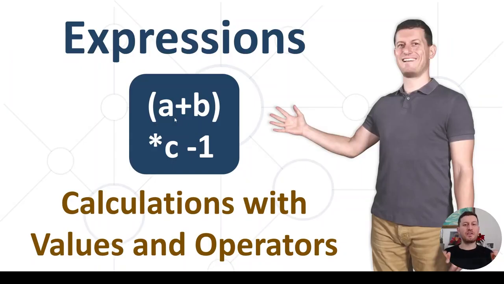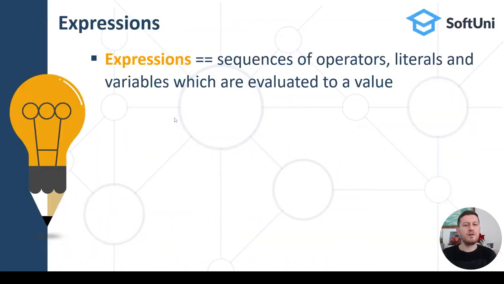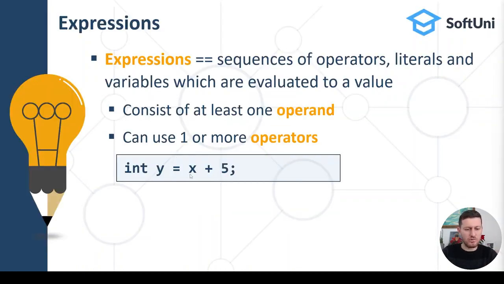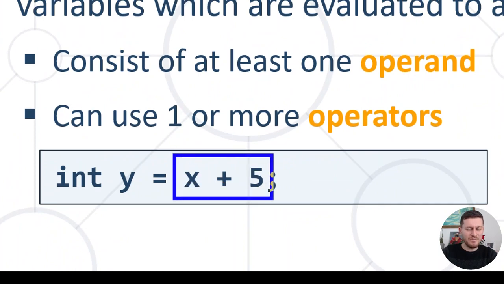Let's talk about expressions in Java. Expressions are calculations which include values, operators, function calls, brackets, and other elements that evaluate to a certain value. For example, we can have an expression like this: int y = x + 5, and this is an expression.